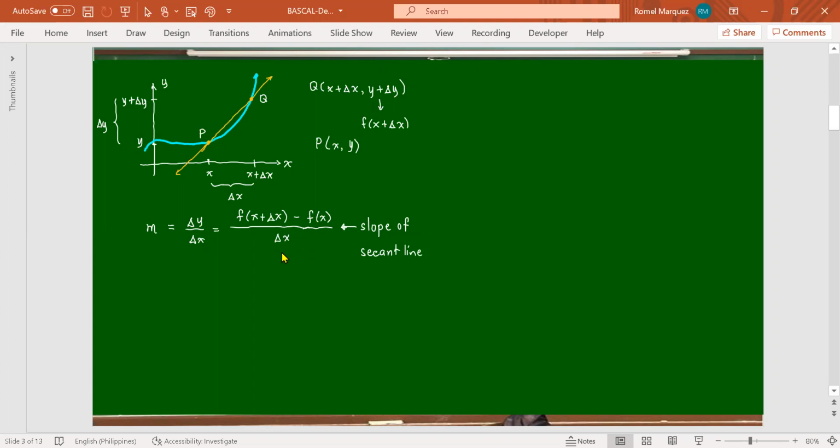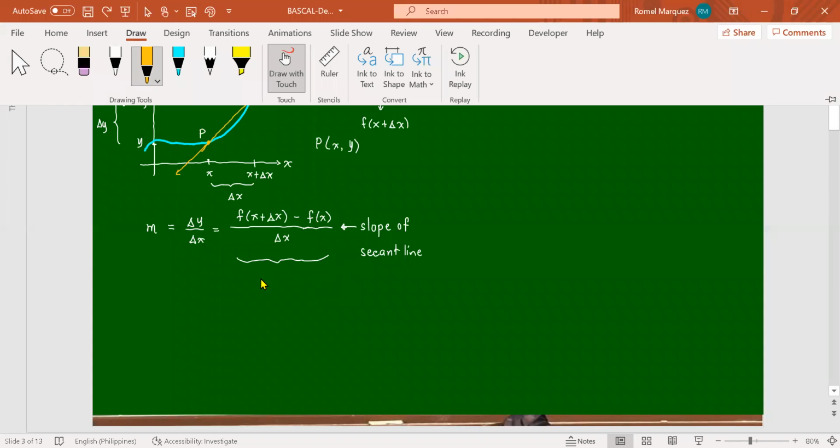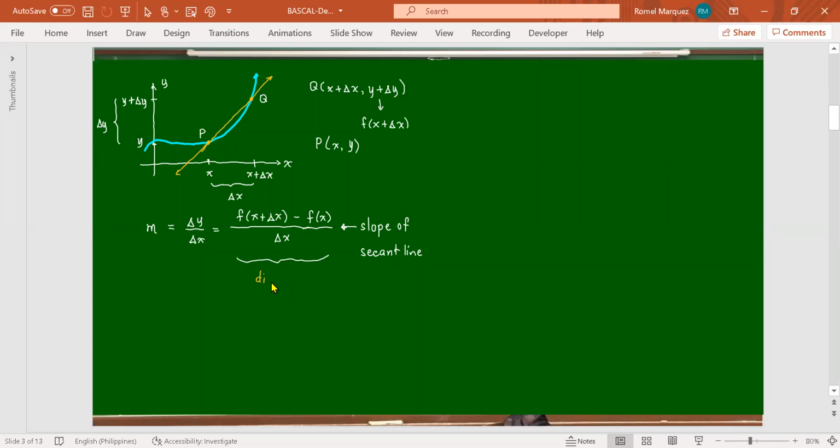This special ratio is called the difference quotient. Again, what is that, guys? The slope of the secant line, or the difference quotient. If we do not know that it is the secant line slope, it means difference ratio, or difference quotient.